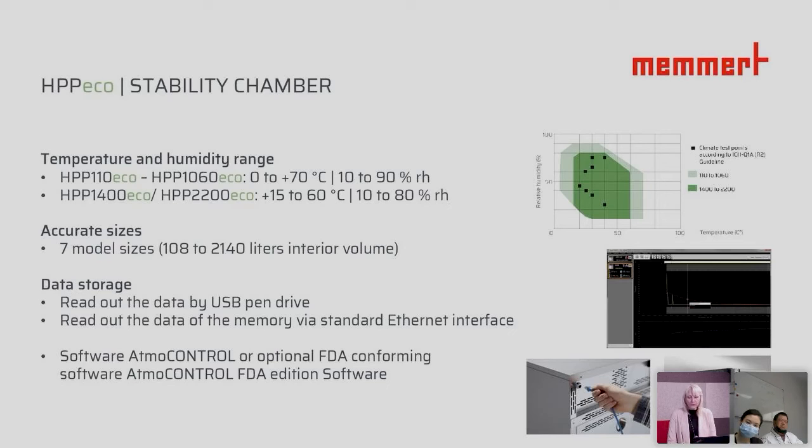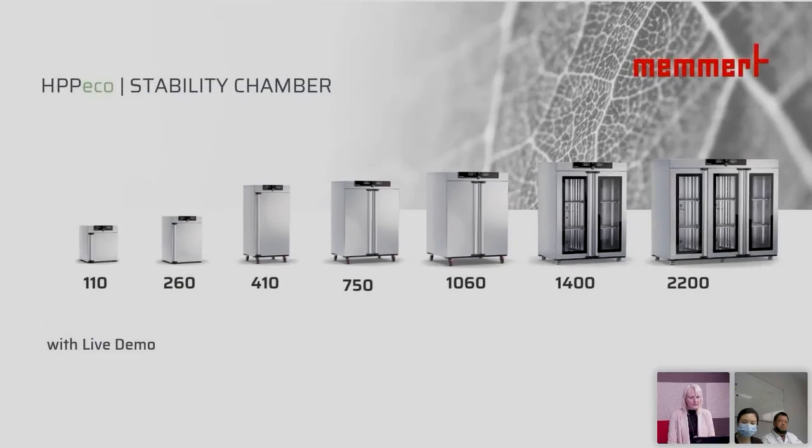We have also, of course, considered documentation on our products, which is very important. All our products have storage. The storage means up to 10 years, every minute, of the set data and also the actual data. A software comes along with the product that is called Atmoco Control software. And if you have to follow FDA regulations, then we also have a software conforming to FDA 21 CFR 11. That was in regard to these constant climate chambers.